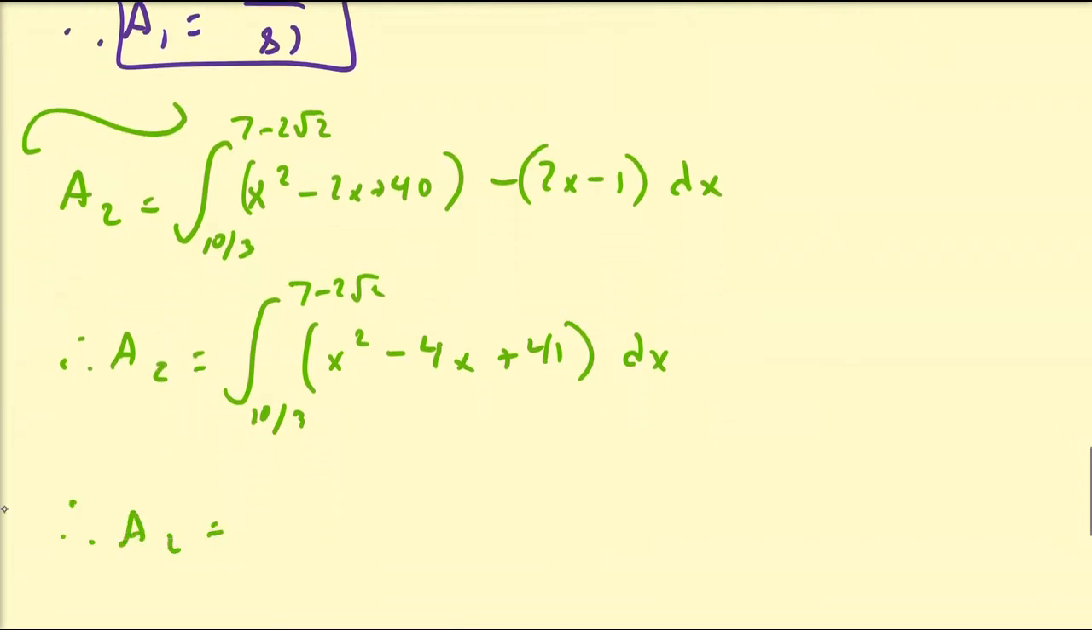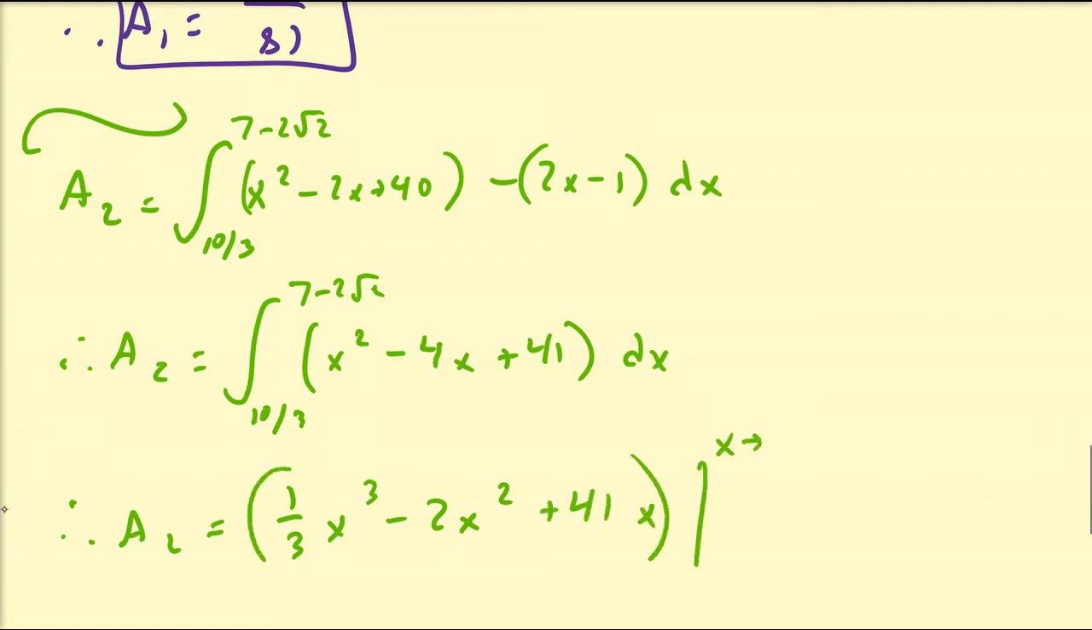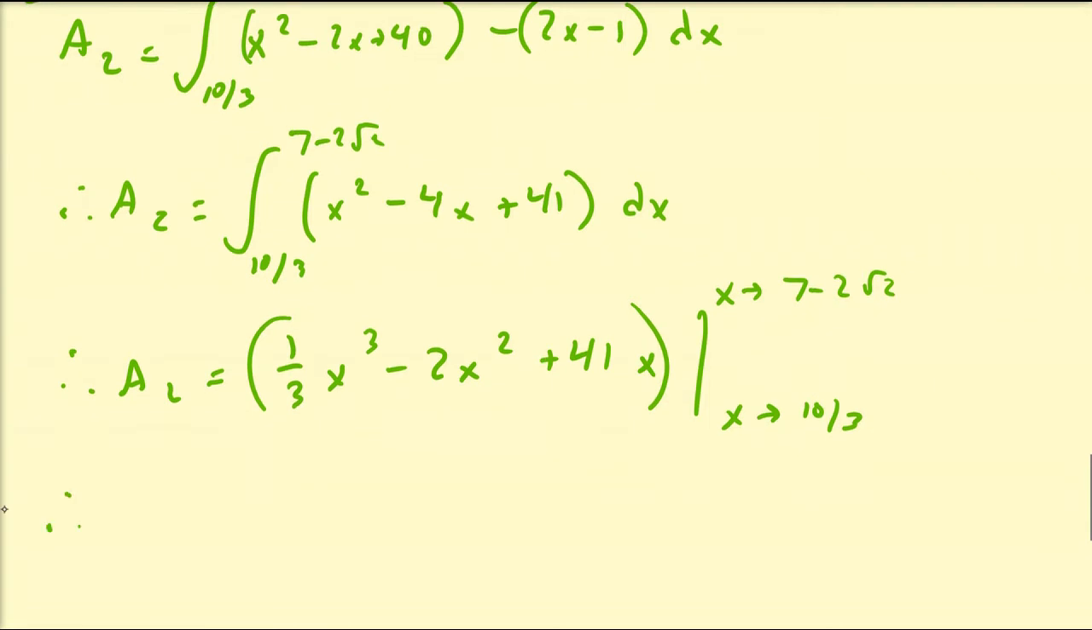So that means A2 is going to be equal to the antiderivative of x squared, 1/3 x cubed, the antiderivative of minus 4x, which is minus 2x squared, and the antiderivative of 41, which is 41x. Then you evaluate that at 7 minus 2 root 2, evaluate that at 10/3, and subtract those values, which I'm not going to do, of course. That's going to take a lot of algebra, which I do not want to go through right now. But once you do that correctly, you should get 32 root 2 over 3 minus 1045 all over 81.